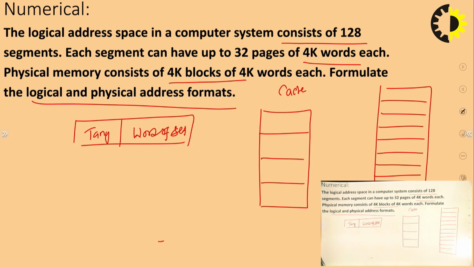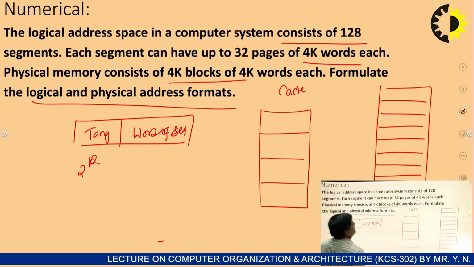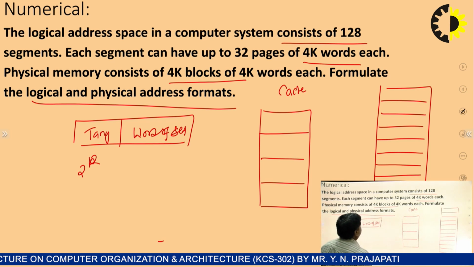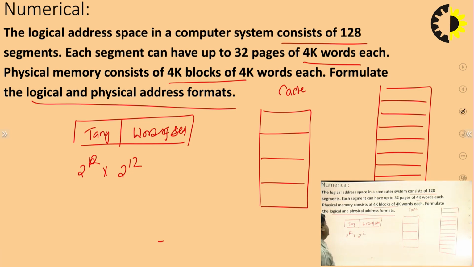Word offset. What does the tag represent? The number of blocks available in the main memory. And how many blocks are available in the main memory? That is 4096, which means 2 to power 12, so 12 bits. And what is the size of each word? That is 4K, again 2 to power 12. That is the word offset, and this is the block offset. It means that is 12 bits and that is 12 bits.